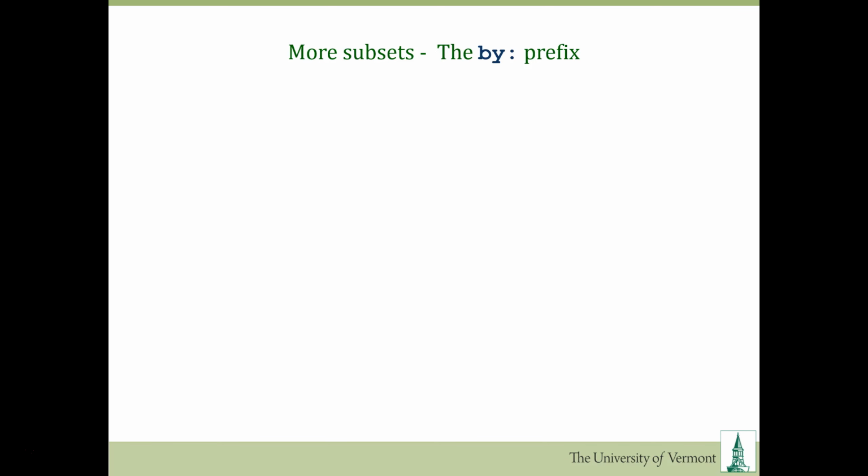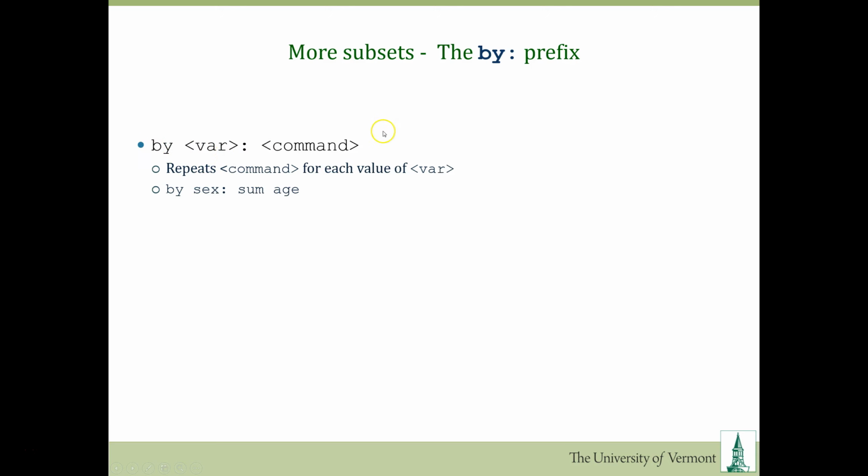There's other ways to make subsets. We can use the by prefix. The grammar of by is it's a prefix with a colon. So you do by a variable name, you do this command. And it repeats the command for each value of whatever's in the variable.